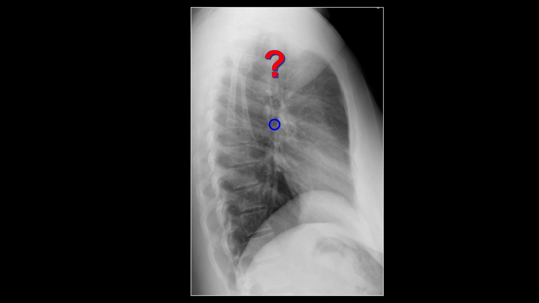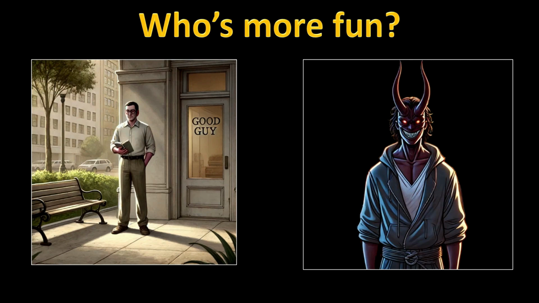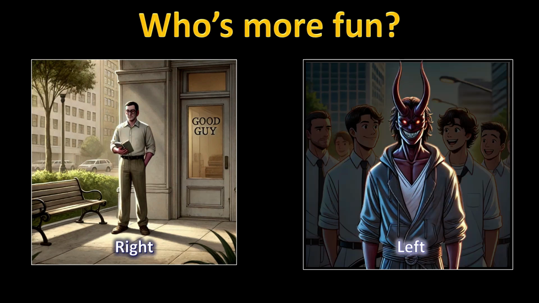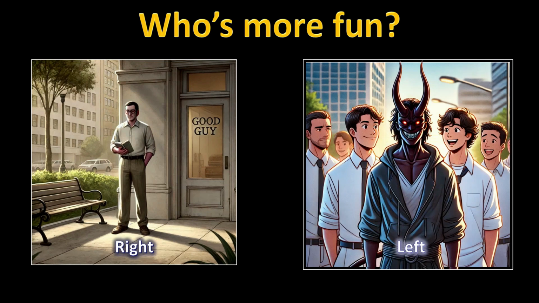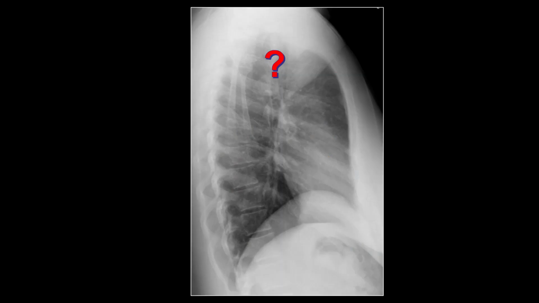How would you know that this circle represents the right versus the left upper lobe bronchus? So let me ask you this. Who's more fun? Is it the boring, always studying, self-righteous, right-sided good guy? Or is it the wicked, left-sided bad guy? Of course, it's the left-sided guy. It's always more fun to hang out with the bad guys instead of the good guys. And that's something to remember when you see only one circle, where you're wondering if this is representing the right or left upper lobe bronchus.